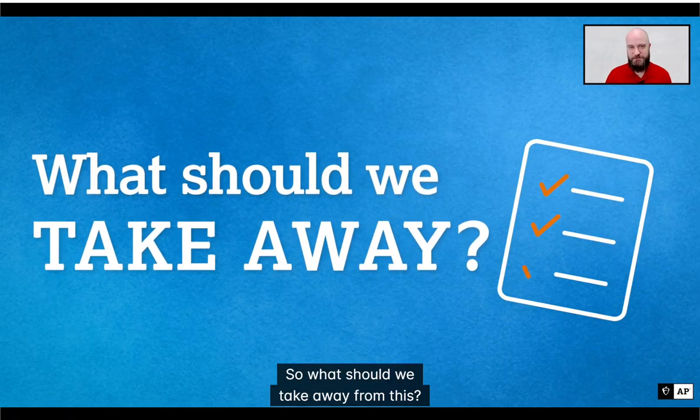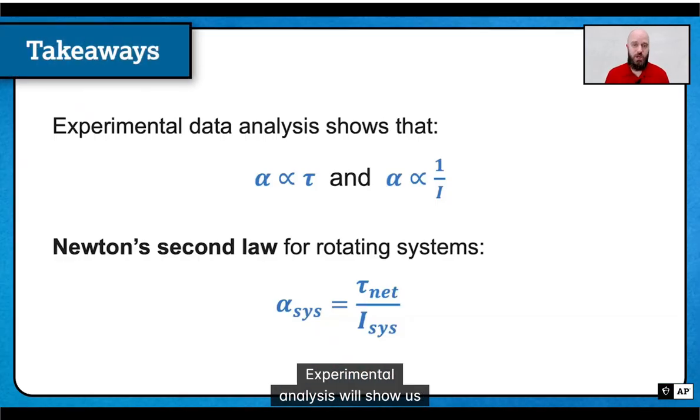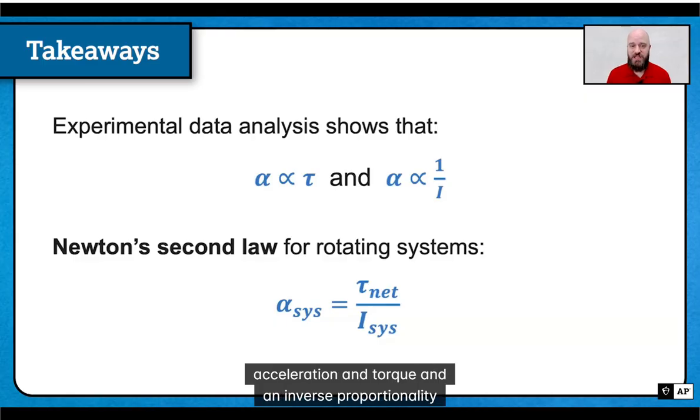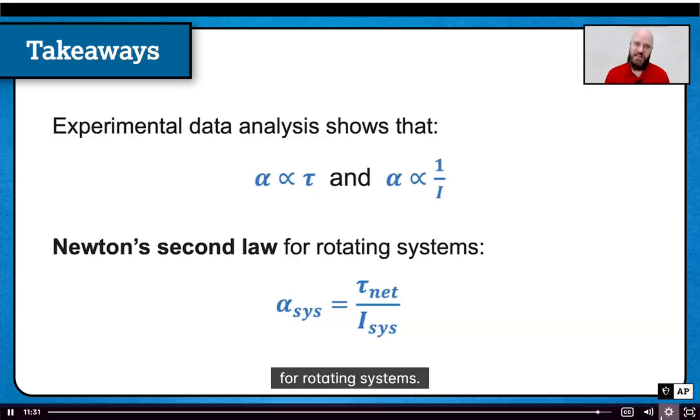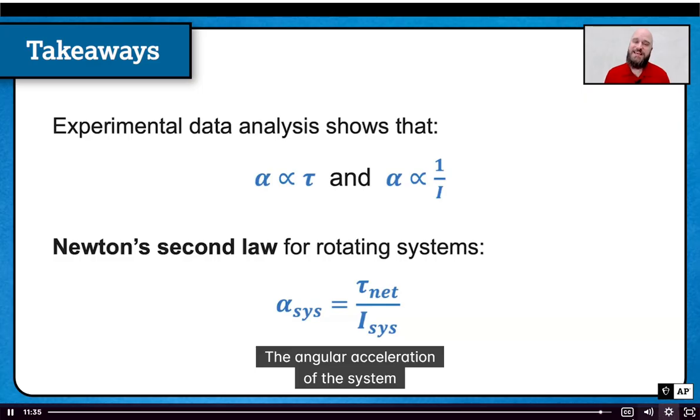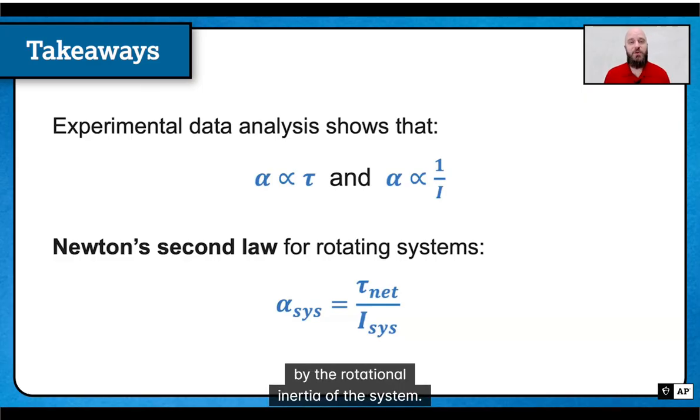So what should we take away from this? Experimental analysis will show us that there is a direct proportionality between angular acceleration and torque, and an inverse proportionality between angular acceleration and rotational inertia. Collecting data from these labs allows us to write the full equality for Newton's second law for rotating systems. The angular acceleration of the system is equal to the net torque of the system divided by the rotational inertia of the system.